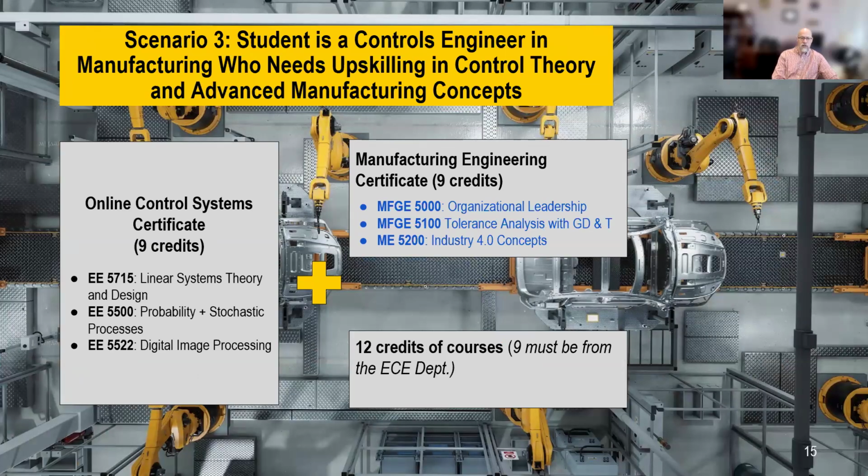So this is another scenario. So for example, if you're interested in controls and manufacturing side of things, we have an online control system certificate that is 9 credits. We also have a manufacturer engineering certificate, which is 9 credits, and that would leave 12 credits left. You could find another certificate that you might be interested in, like the public policy, or you just pick 12 credits that are of interest. 9 would be from the ECE department to fulfill the in-department course requirements for that too. So hopefully, through some of these scenarios, you see that this is very customizable and flexible for what you're interested in and where you want to go.